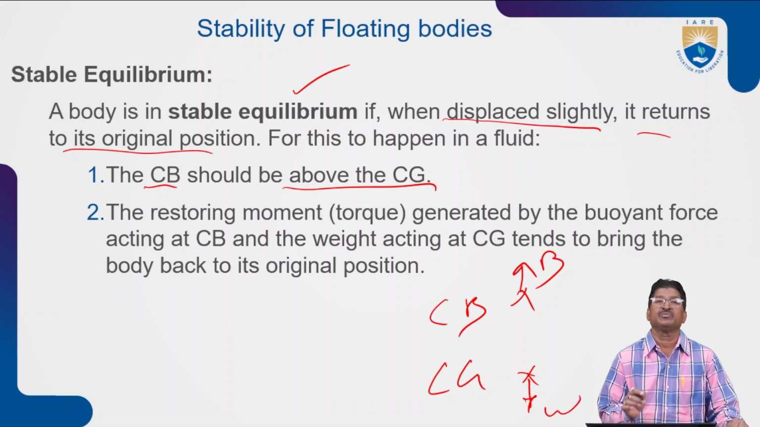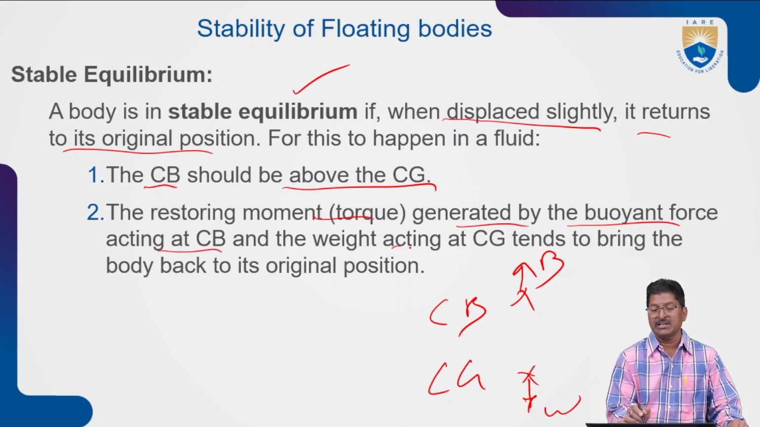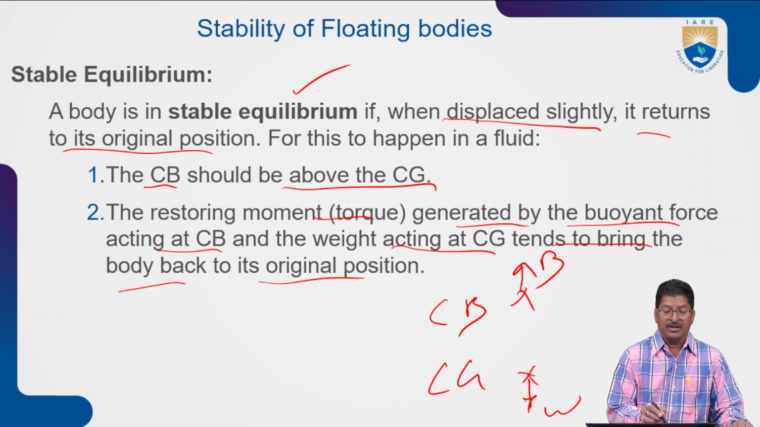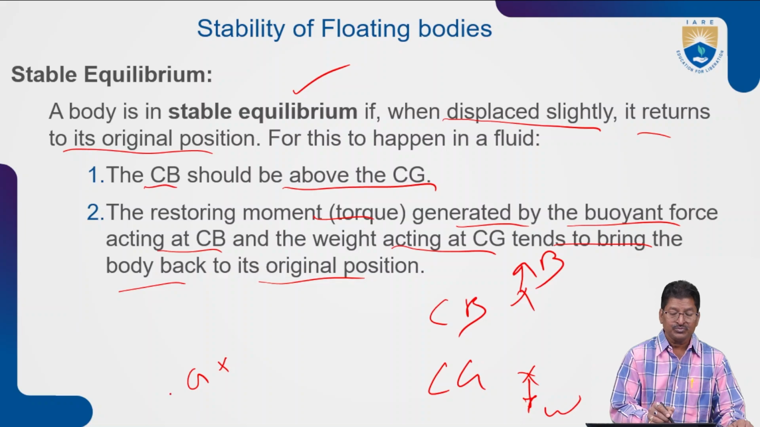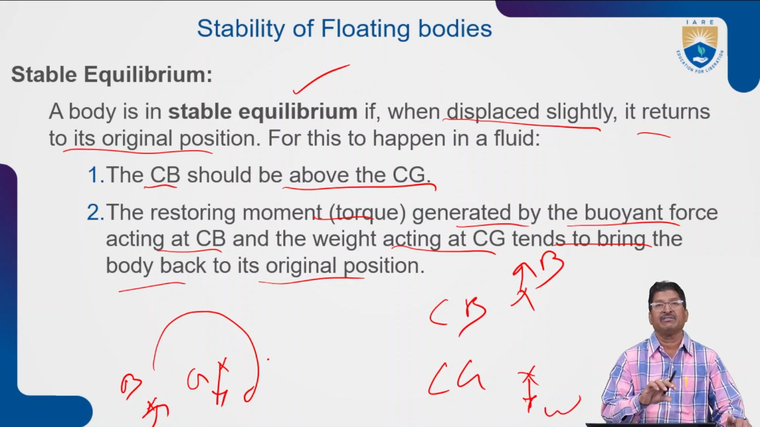The center of buoyancy should always be above the center of gravity. The restoring moment, or torque, generated by the buoyant force acting at CB and the weight acting at CG tends to bring the body back to its original position. How does this keep it stable? See here, if G is above and B is below, buoyancy is acting upwards and gravity downwards, so a couple is formed that will never let it regain its original position.